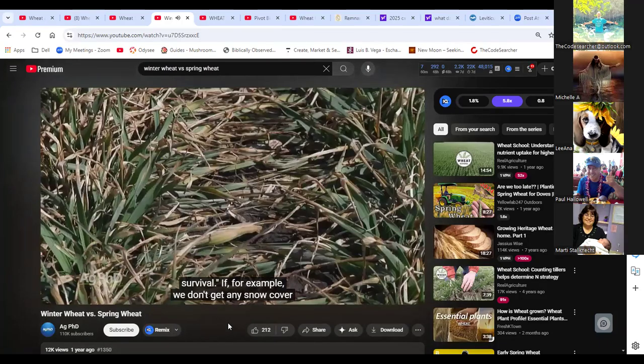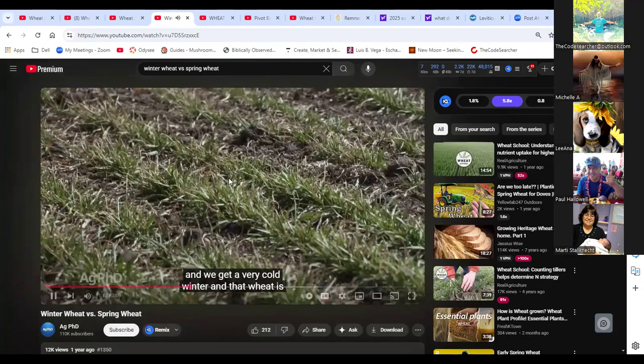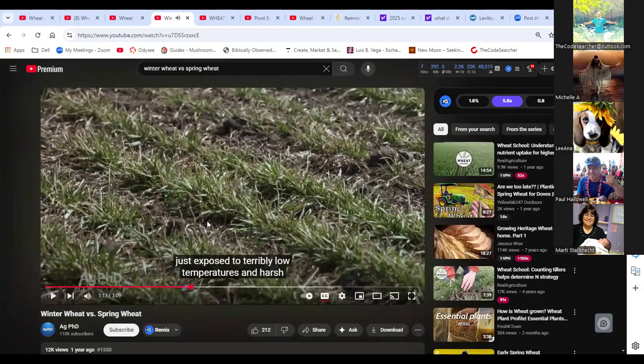If, for example, we don't get any snow cover and we get a very cold winter, that wheat... All right. So the key to winter wheat survival, you guys, is this wheat was developed from hybridization and modification to be able to grow in more northern latitudes like Ontario, North Dakota, Kansas, places like that that get snow, right? Where it gets really wet.